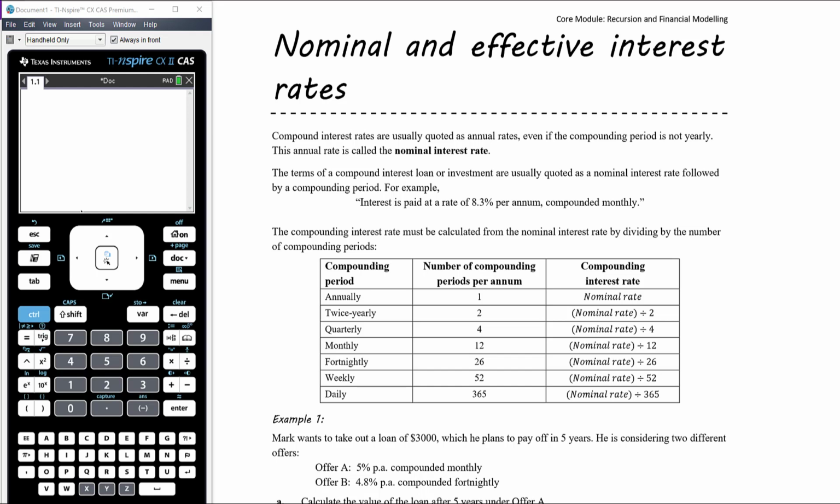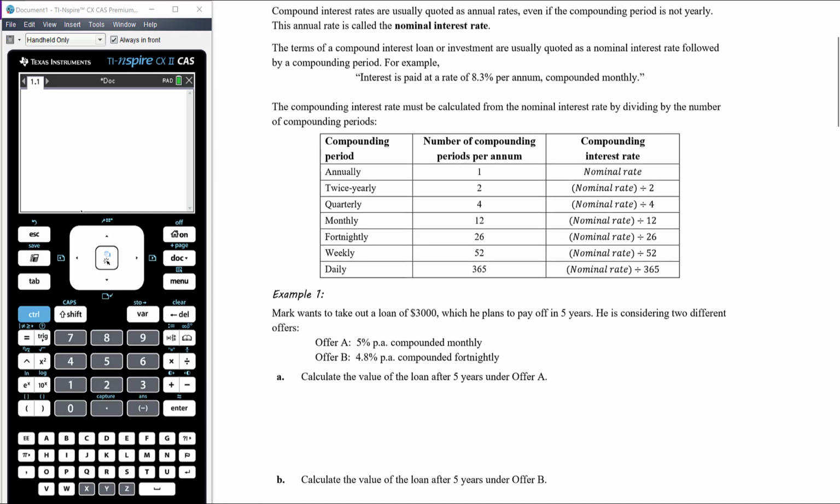interest rate. So in practice, if I'm compounding my interest more frequently than annually, I'm actually going to end up earning what is effectively more than 8.3% in a year. So what we want to be able to do is work out how much. So let's just have a look at the situation so you can sort of see what we're talking about here.